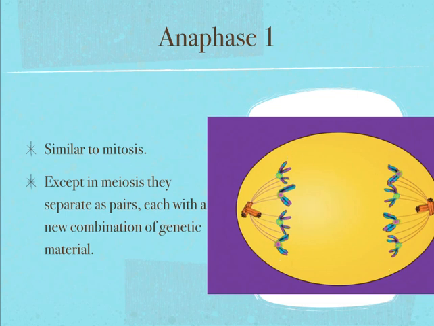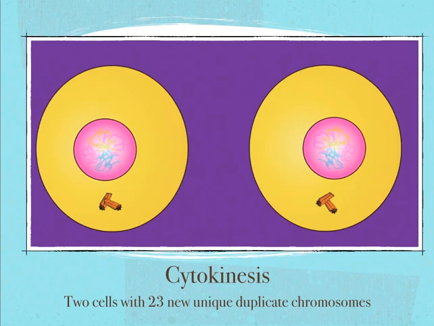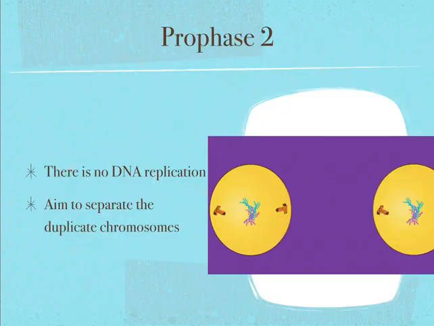So let's go ahead and move on to telophase, where we see the membranes form around these chromosomes, new cell parts form, and cytokinesis, where we now have two cells with 23 unique chromosomes, but these chromosomes are still in this duplicated form. So what do we do now? We need to get these duplicated chromosomes into single chromosomes. That's why we have prophase 2 or meiosis 2. So in meiosis 2 and prophase 2, there is no DNA replication. The aim is just to separate these duplicated chromosomes.